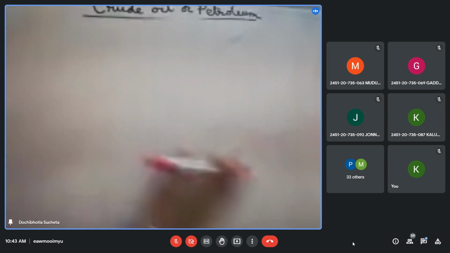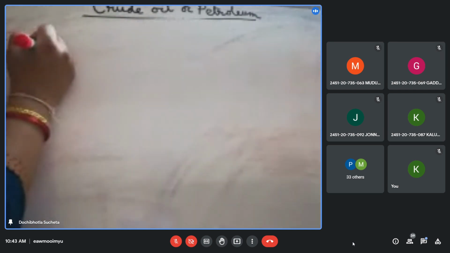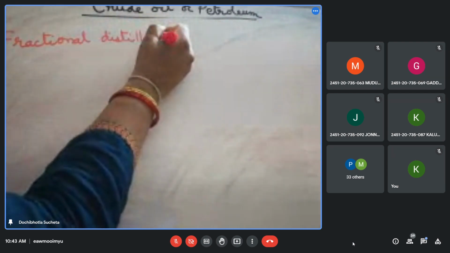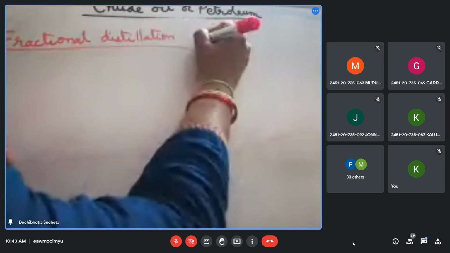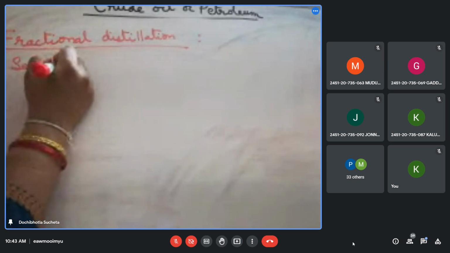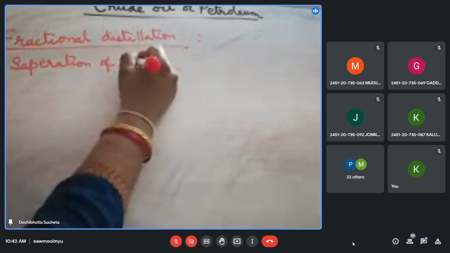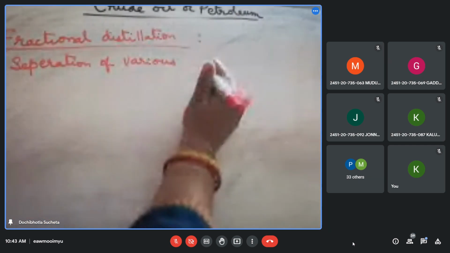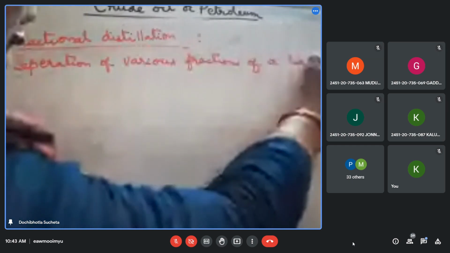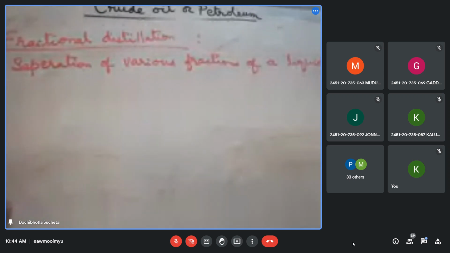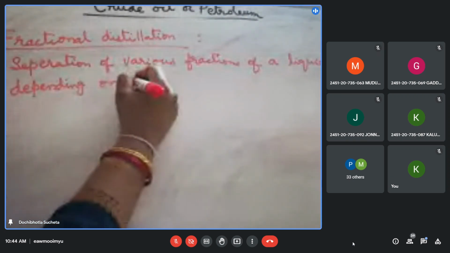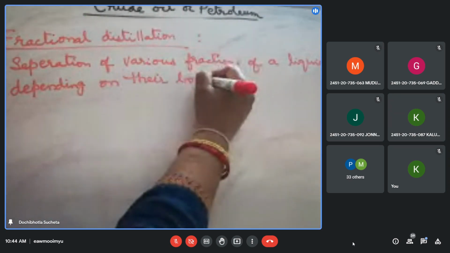Okay, the definition of fractional distillation is important, right? So what is fractional distillation? Take down the definition. Fractional distillation is the separation of various fractions of a liquid depending on their boiling range. Depending on their boiling range is called fractional distillation.